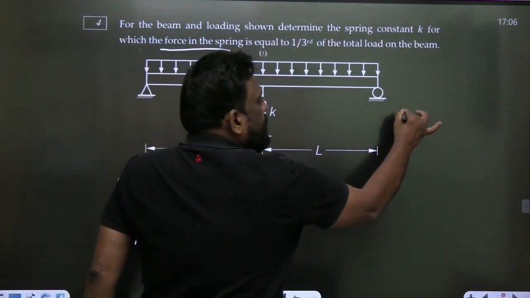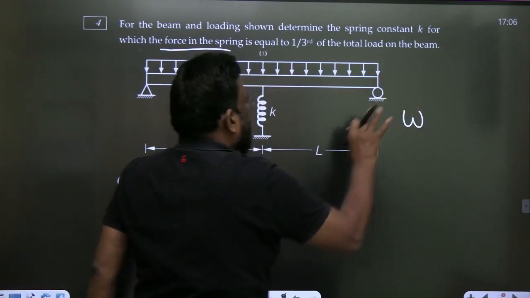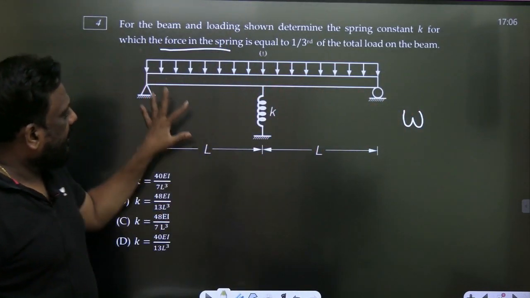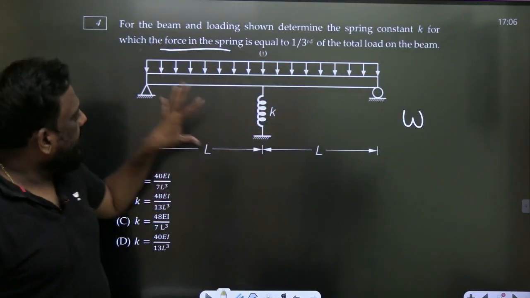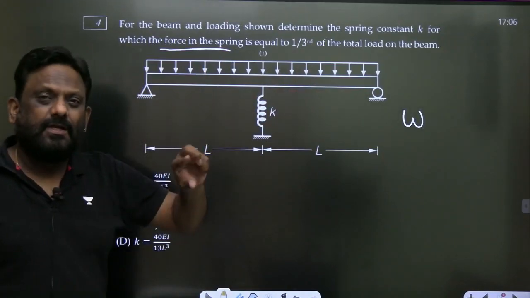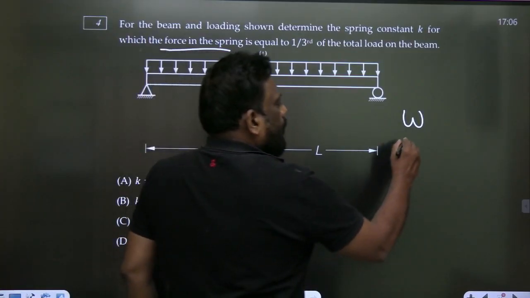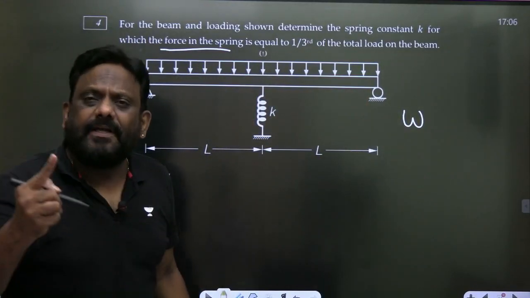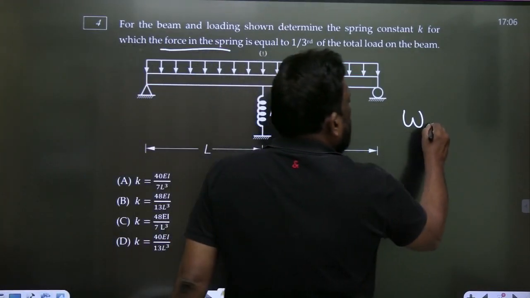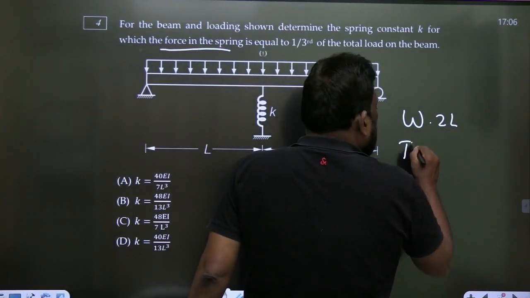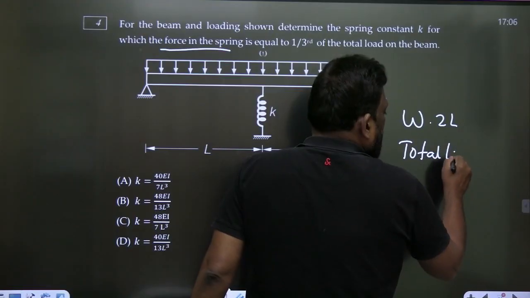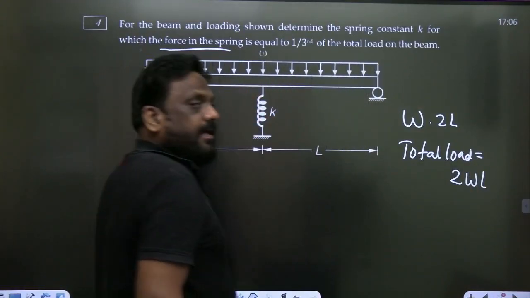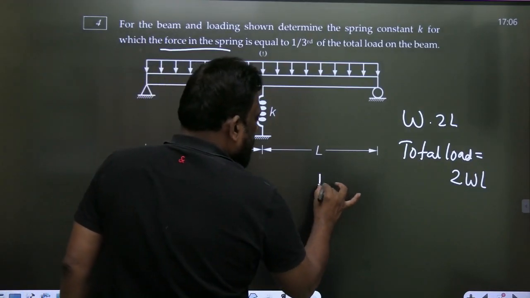The load is W per unit length. What is the total length? It is L plus L, it is 2L. So what is the load? Load is equal to per unit length. For 1 meter length, it is W. For 2L, it will be W into 2L. So the total load is equal to 2WL. Excellent, sir.